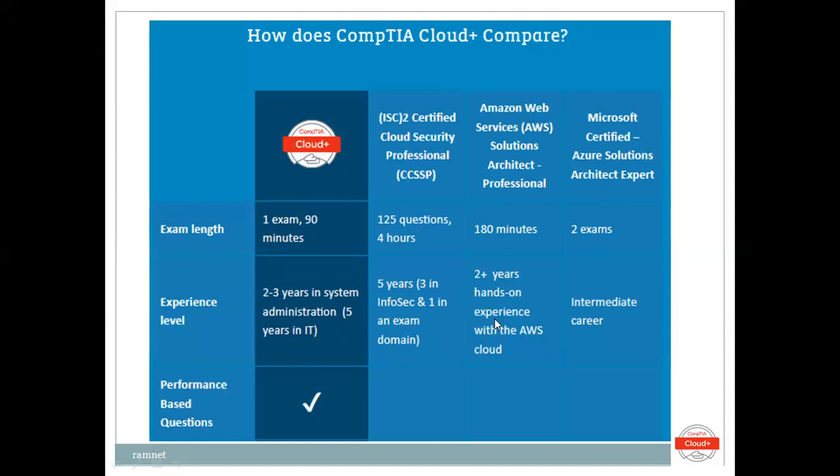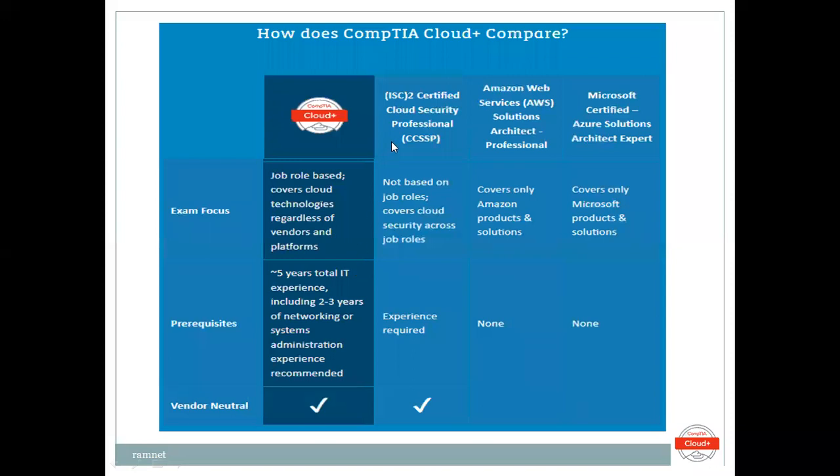2 or more years of experience on Amazon, intermediate to advanced. Performance-based questions are not there in CCSP, as well as in AWS and the others. Only Cloud Plus has performance-based questions. Then some more comparisons. Exam focus: Cloud Plus is job role focused and covers cloud technologies regardless of vendors and platforms. The ISC2 certification is not based on job roles; it covers cloud security across job roles.